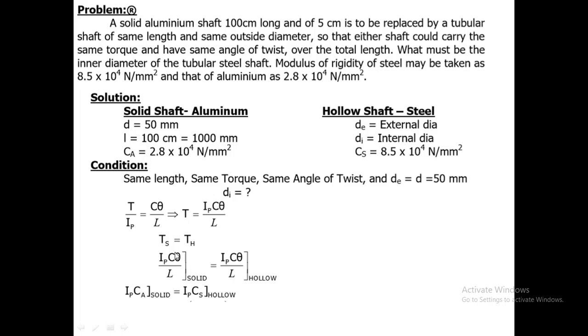If you cancel, L and L will get cancelled, theta and theta will get cancelled, so the remaining will be J into G. So this is the torsional rigidity. G into J, the product of the rigidity modulus and the polar moment of inertia, is called torsional rigidity. So now the torsional rigidity of the solid shaft will be equal to the torsional rigidity of the hollow shaft. So now the equation is simplified.